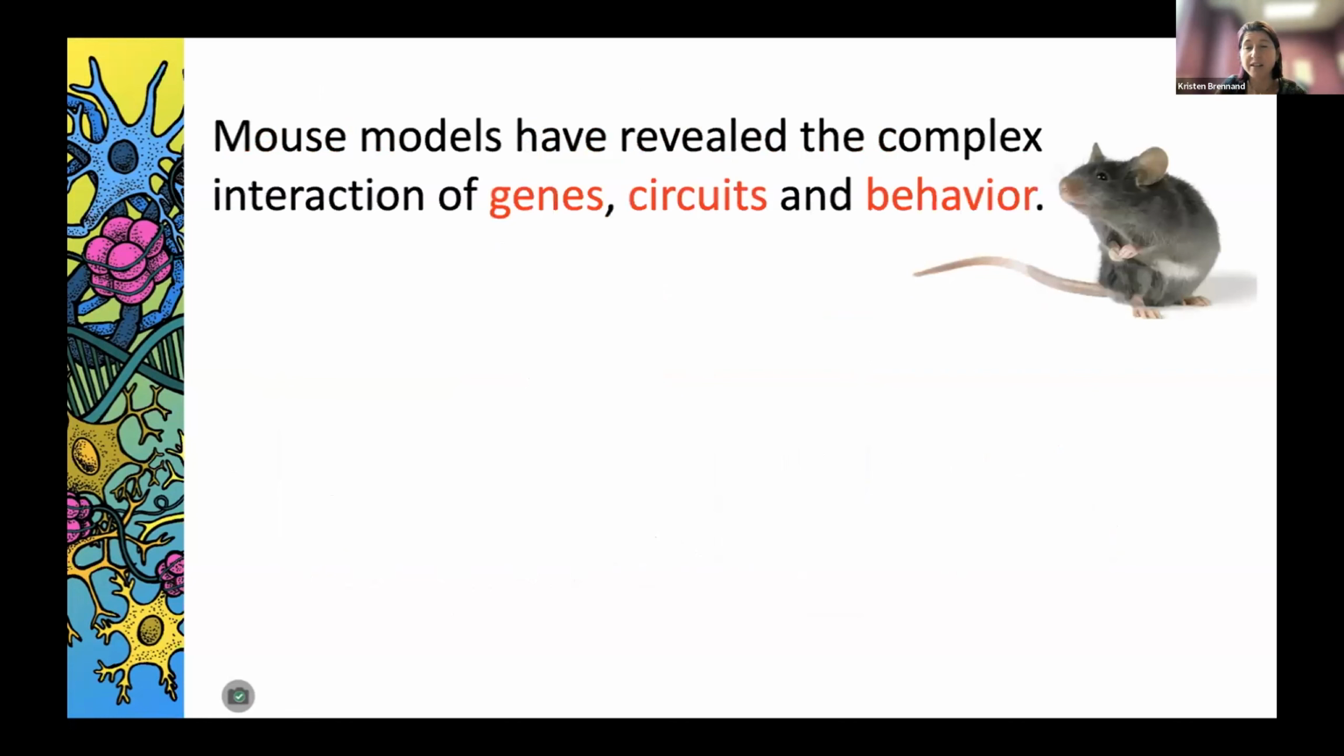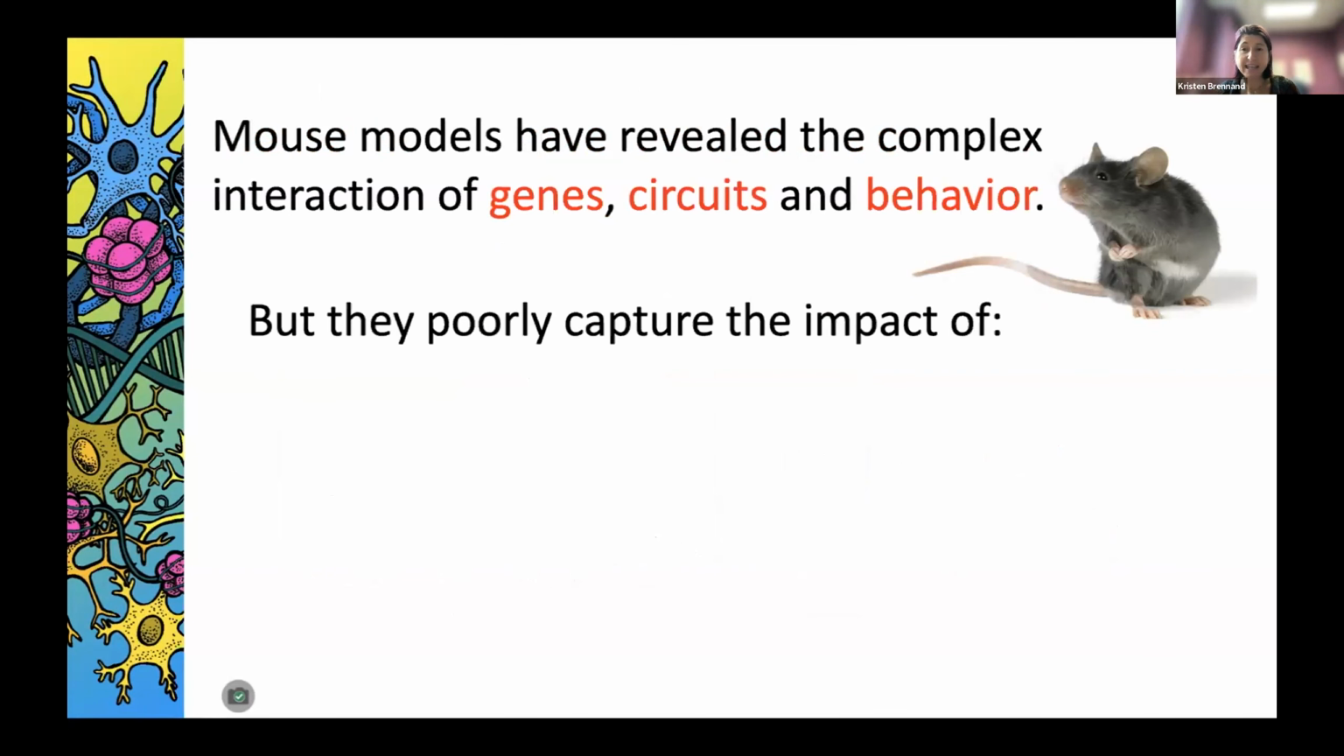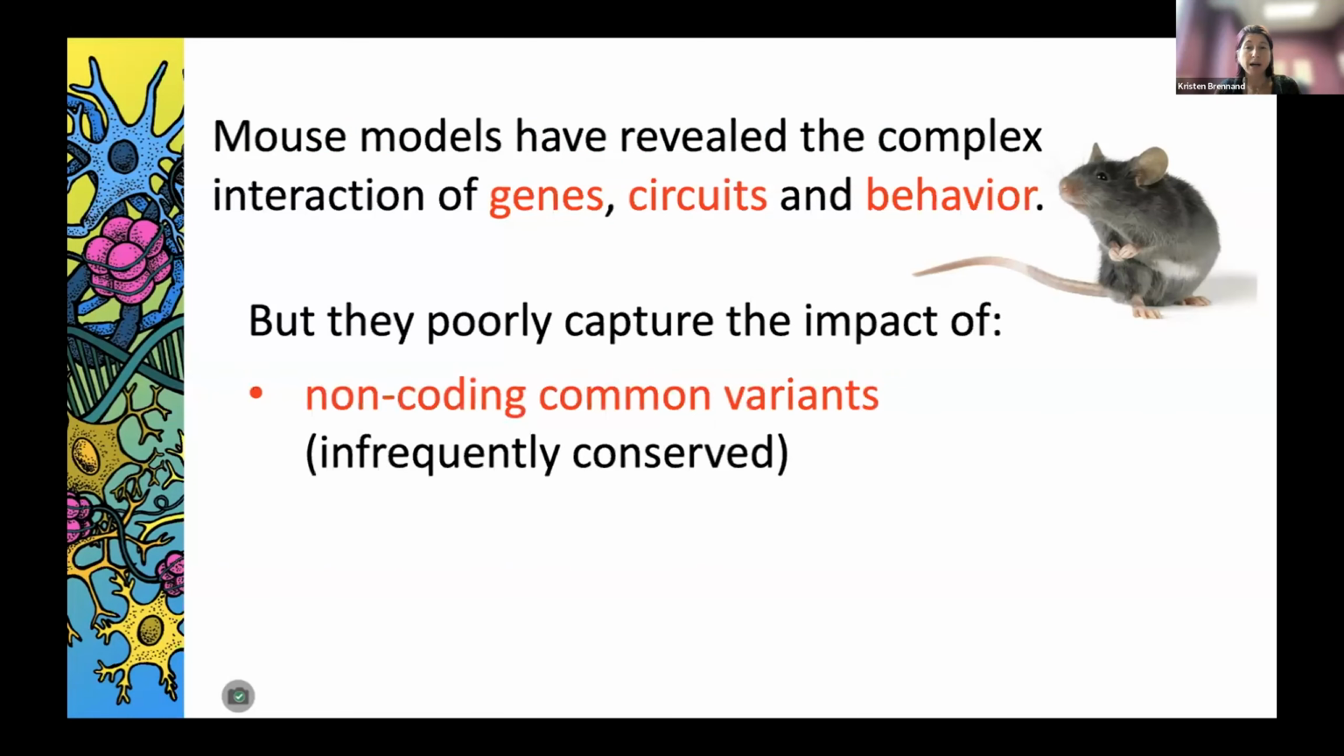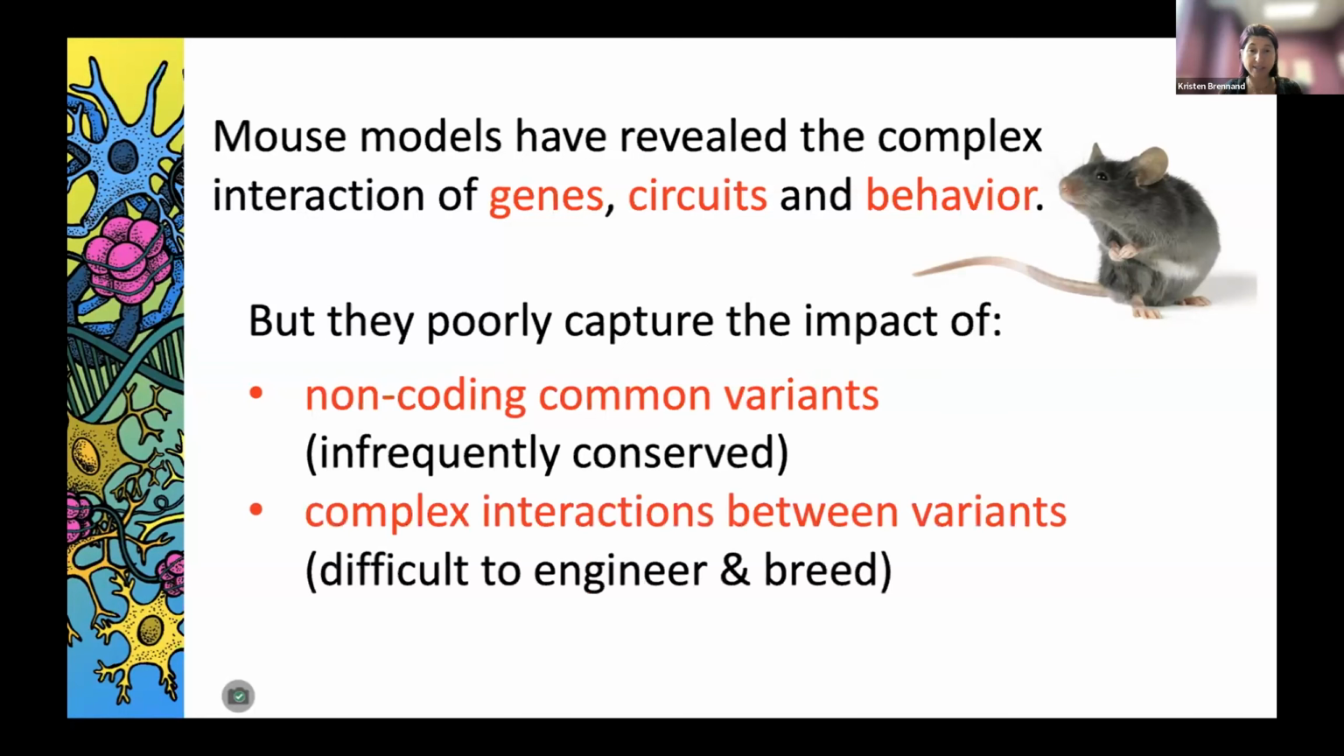It's been really challenging to study psychiatric disorders in mice. For one thing, their brains are structurally different. For a second, their behaviors are fundamentally different. What does it mean to have psychosis as a rodent, or social deficits? But finally, at their fundamentalness as a model, rodent models can be challenging for modeling non-coding common variants because they're infrequently conserved between humans and rodents.